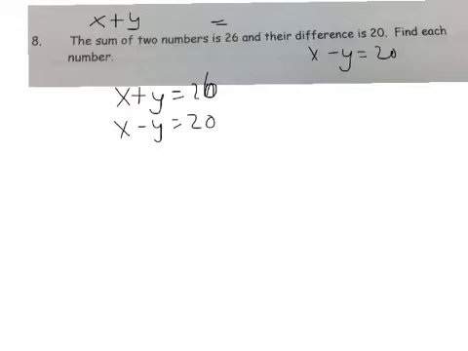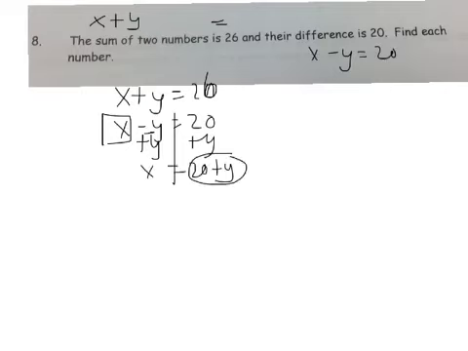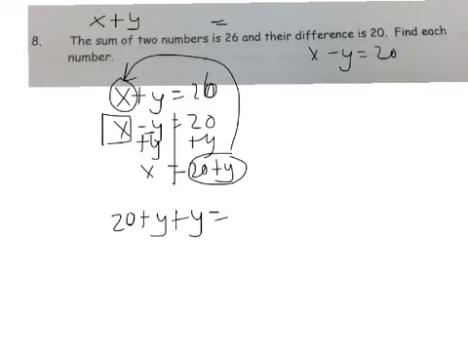I probably wouldn't solve for y in the second one because that's a negative y there. I would probably just take this one, draw my line down, and do plus y to both sides. And this gives me 20 plus y, and I'm going to replace that into there. So this will be 20 plus y, and then just bring down the rest of it. Plus y equals 26. y and y is 2y. Bring down the rest of it.